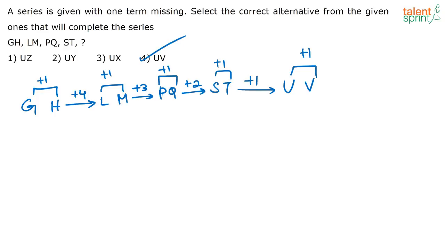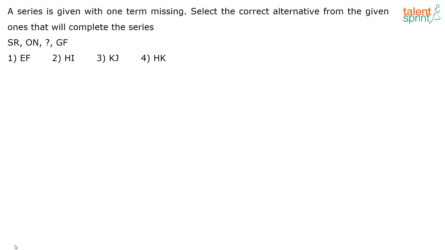So the pattern followed here is this. Adjacent alphabets we are writing, GH. Then H plus 4 gives you L. Similarly, M plus 3 will give you P. Similarly, Q plus 2 gives you S. So T plus 1 will give you U. UV, that is option 4. So let's move on to the next question.